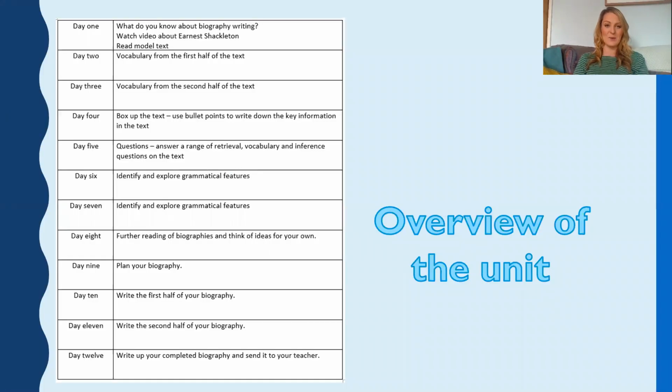Okay, so you should have read the model text really carefully, looked at the vocabulary from the first and the second half of the text, and then yesterday boxed it up, so used bullet points to write out the key points, the key bits of information in each section of the text. So today we're looking closely at the text again and answering those retrieval, vocabulary and inference questions.